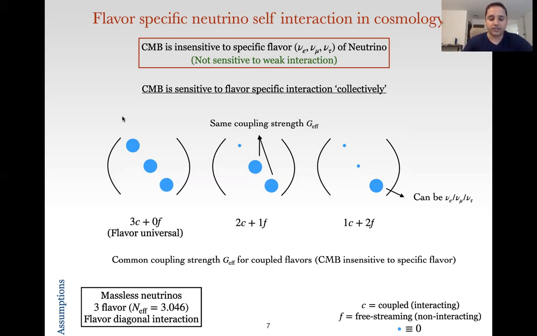Also, to set the record straight, we will be working with massless neutrinos here, and we will only be focusing on three flavors of neutrino, which is the standard model scenario. We will relax that a bit later. We'll also only be talking about flavor-diagonal interactions, meaning two different flavors of neutrino do not talk to each other. All these three assumptions can be relaxed, but we do not think that this will change our phenomenology drastically.